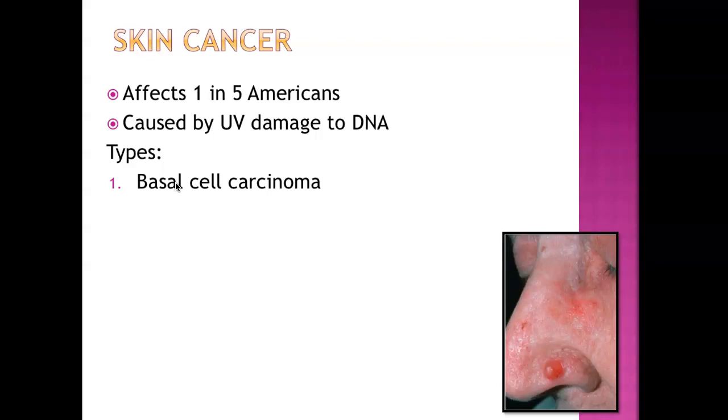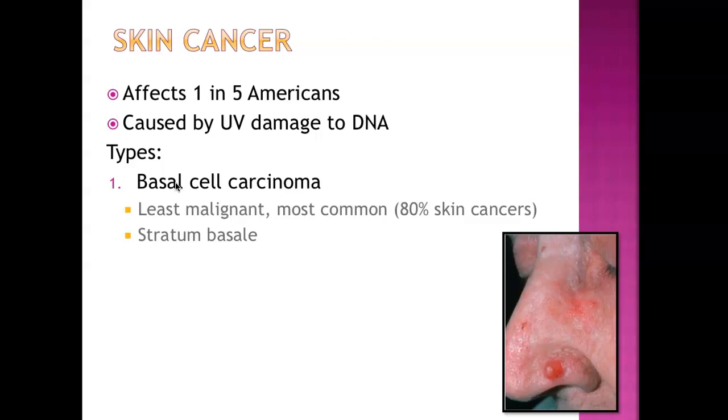The first type, which is the least serious one, is called basal cell carcinoma. It's the least malignant, but it is the most common. So 80% of skin cancers are going to be basal cell carcinoma. It's going to occur in the layer called the stratum basale. I've heard this pronounced different ways. Stratum basal, stratum basale, whatever. You see the word right there, however the person wants to pronounce it.